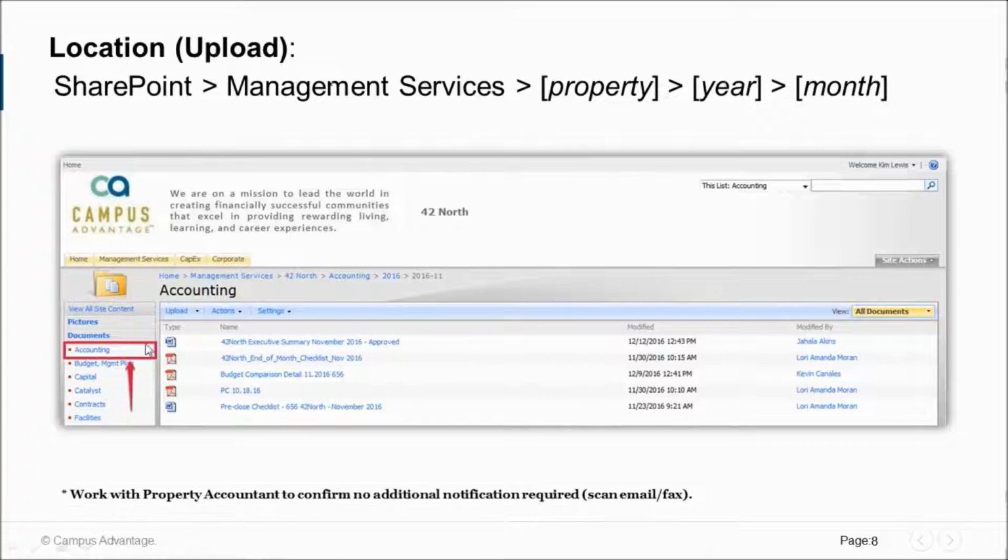The SharePoint site is going to be your property-specific SharePoint site, the current year, the relevant month, and you will upload it to the relevant month of that year. Work with your property accountant to confirm there's no additional notification or what the additional notification should be. Some accountants are fine with just an email. Some may prefer a fax. The policy in the academy is open-ended on the exact notification, so work with your property accountant on that, and that's where it'll scan and upload to.